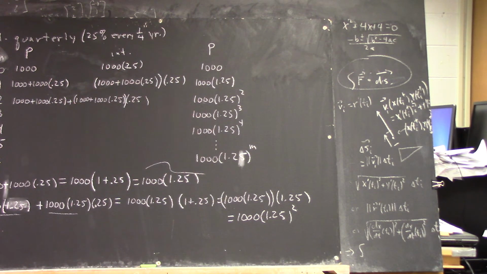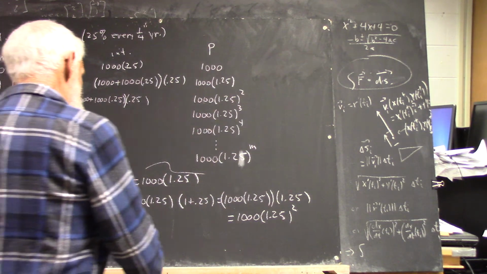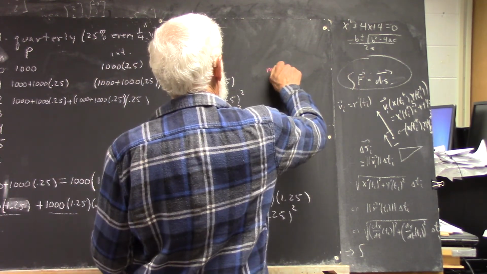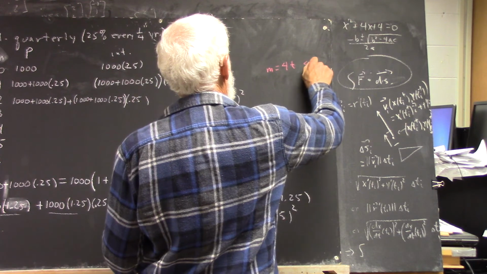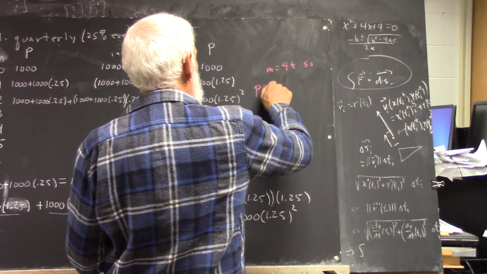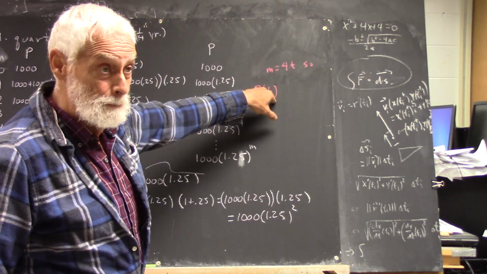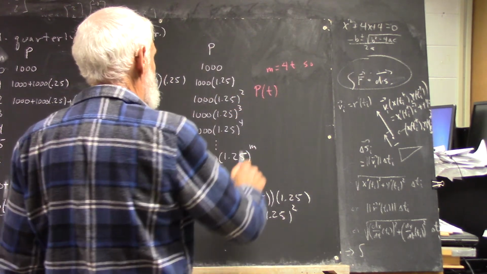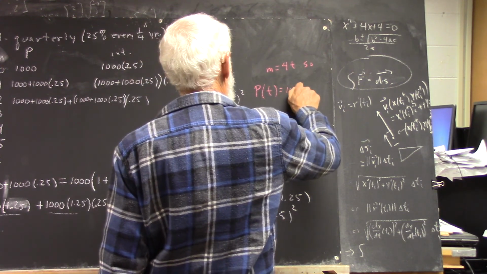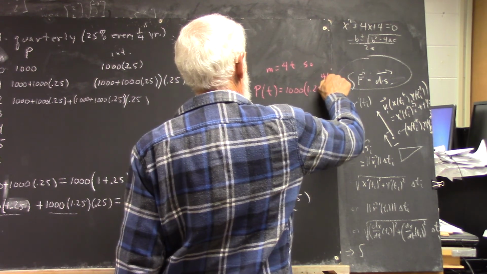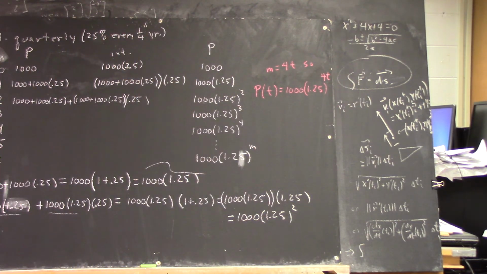Okay? We see that? So, big deal. P of t, function notation. Principal as a function of t is $1,000 times 1.25 to the 4t.